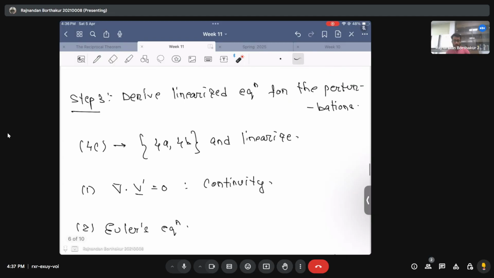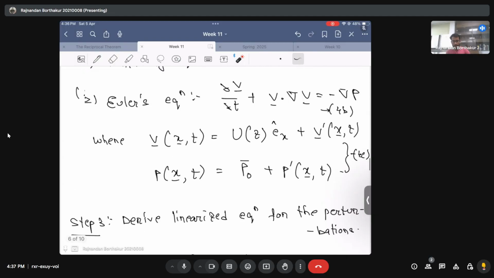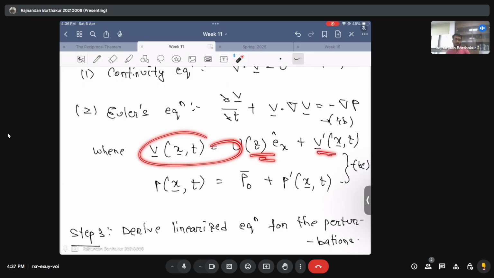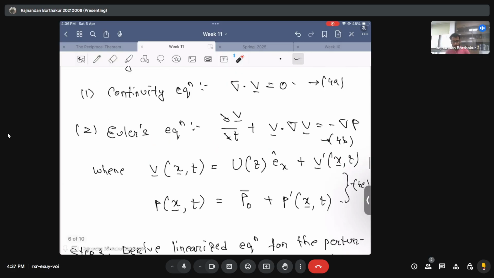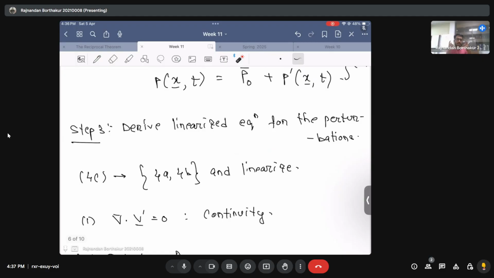And then what we did is, we substituted the fact that you can write the aggregate variables as a sum of the base variables and the perturbations into the governing equations, to get linearized equations for perturbations by discarding the non-linear terms.